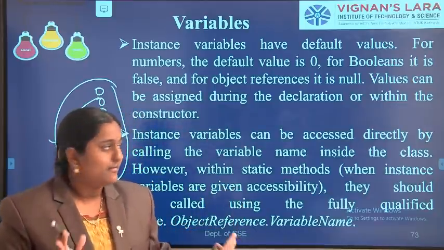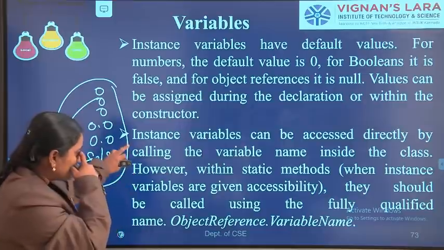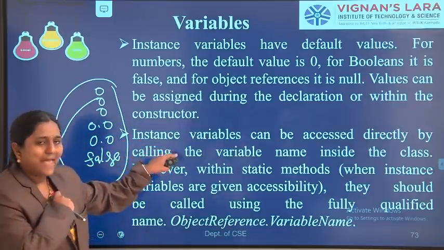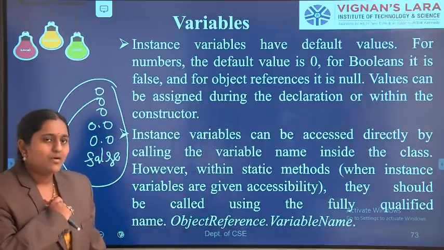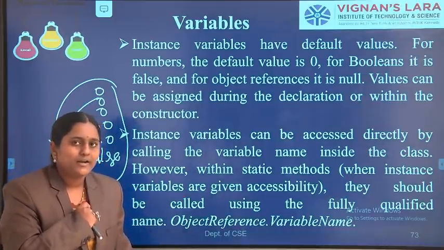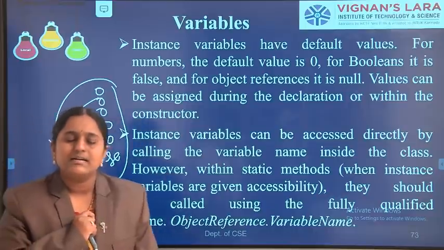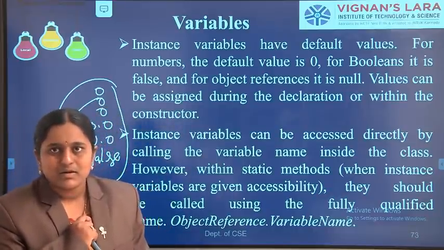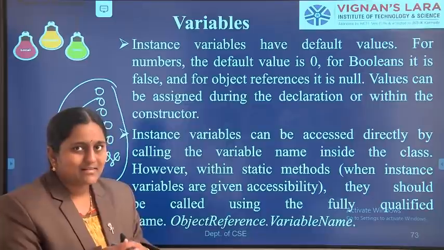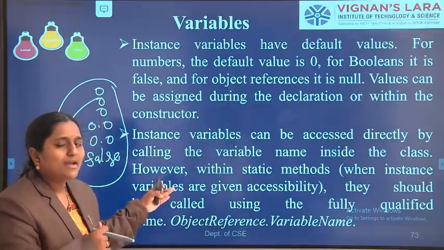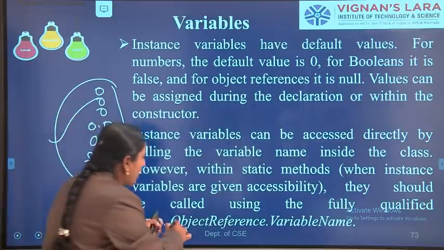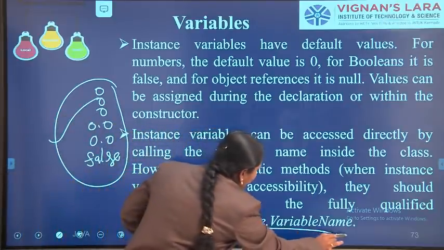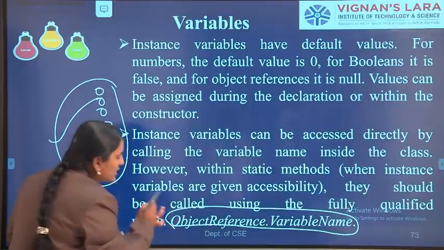Coming to the next point, instance variables can be accessed directly by calling the variable names inside the class, because instance variables are contained inside the class. So how can we access the instance variables from outside? Through an object reference: object reference dot variable name.